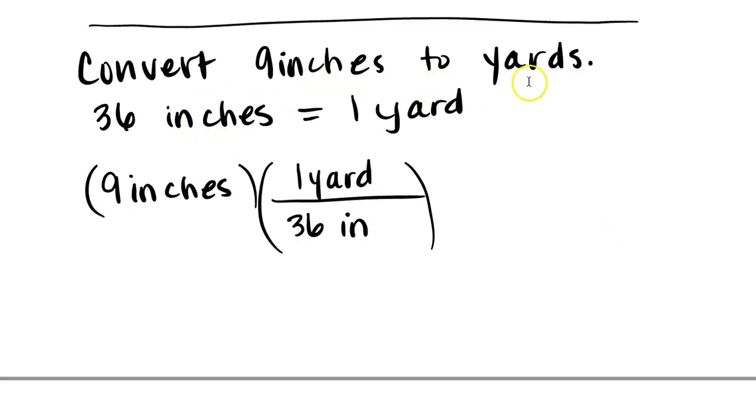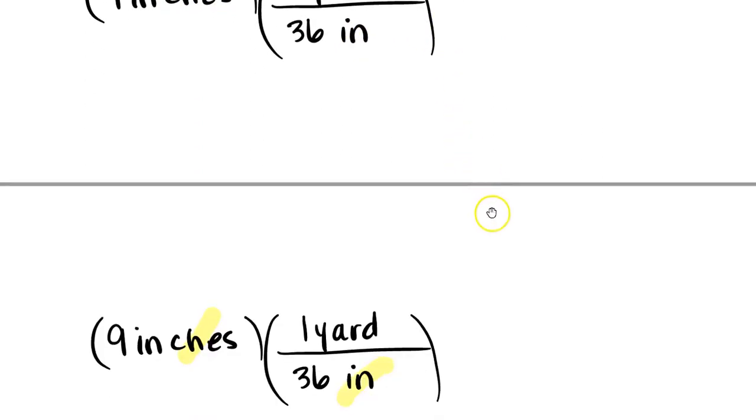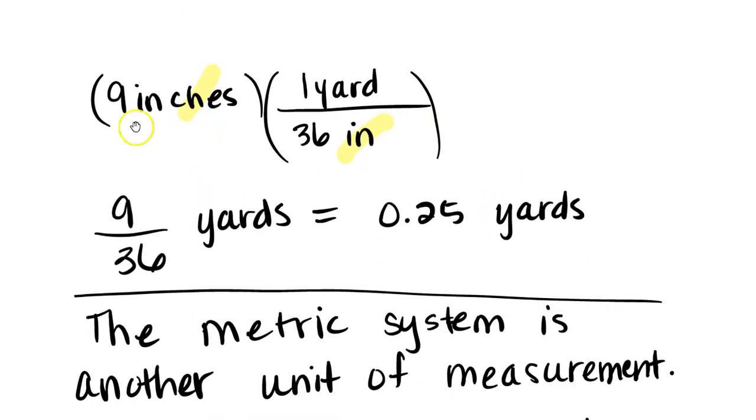Convert 9 inches to yards. We know 36 inches equals 1 yard. So we have 9 inches. So we put 36 inches on bottom so that inches and inches cancel. So 9 times 1 on top is 9. 36 is on bottom. Yards is what we have. 9 divided by 36 is 0.25 yards.